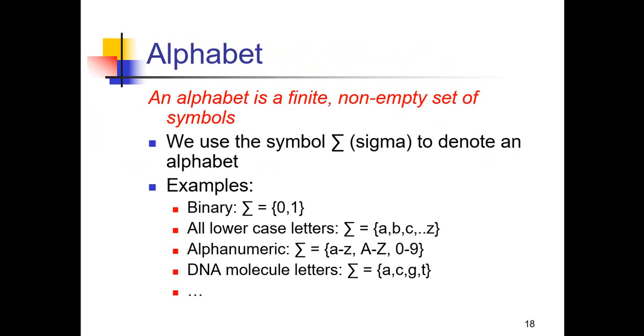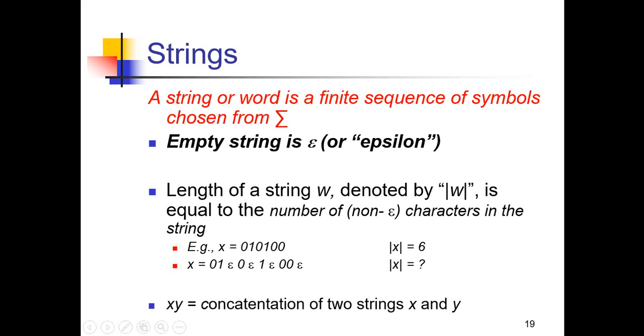Now, the alphabets. An alphabet is a finite, non-empty set of symbols. Here we have the binary section, then the alphanumeric section, and many others. Here the symbol sigma is used to denote the alphabet. Now in the string section, a string or word is a finite sequence of symbols chosen from the alphabet, and an empty string is denoted by epsilon.